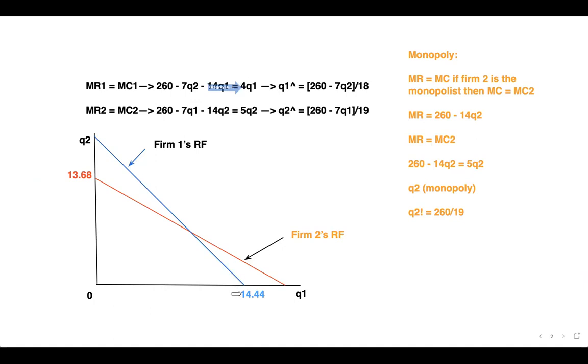Because we know for the monopoly equilibrium, the monopolist is going to set marginal revenue equal to marginal cost. And so if the monopolist has a lower marginal cost, then the monopolist is going to produce more. So firm 1, because it has a lower marginal cost, even as a monopolist, is in some sense a more generous monopolist than firm 2. It produces more output.